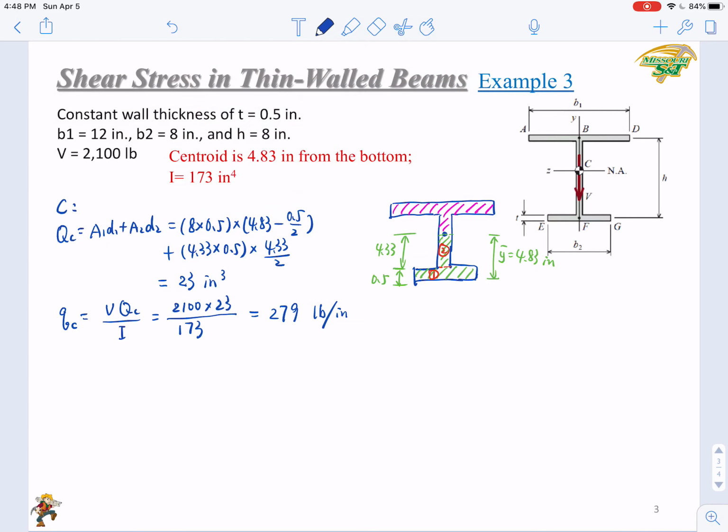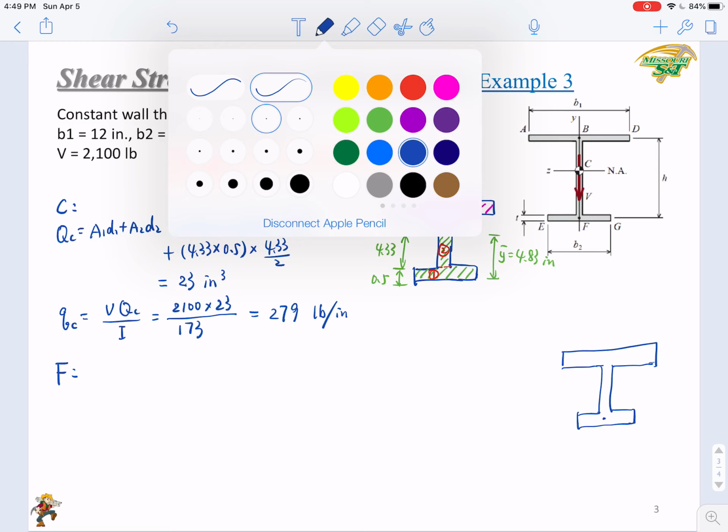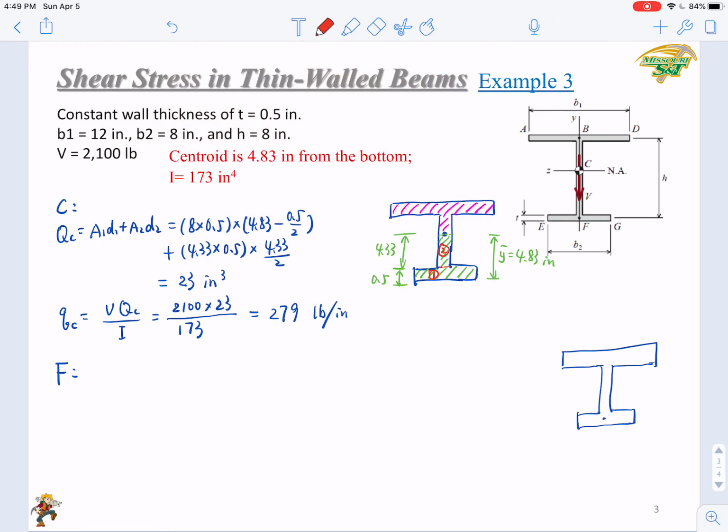Then the last point, the point F. Okay. At point F, we again redraw this shape. Point F is here. So similar to point B, you can cut the area in such a manner.